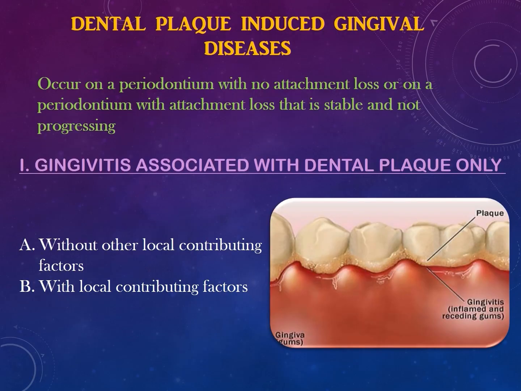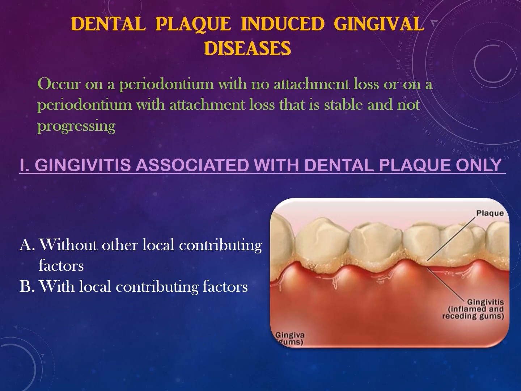First is the dental plaque-induced gingival diseases. These diseases occur on a periodontium with no previous attachment loss or on a periodontium that has undergone previous attachment loss and currently received periodontal therapy to stabilize any further disease progression. Under that, first one is gingivitis associated with dental plaque only, with or without the local contributing factors.